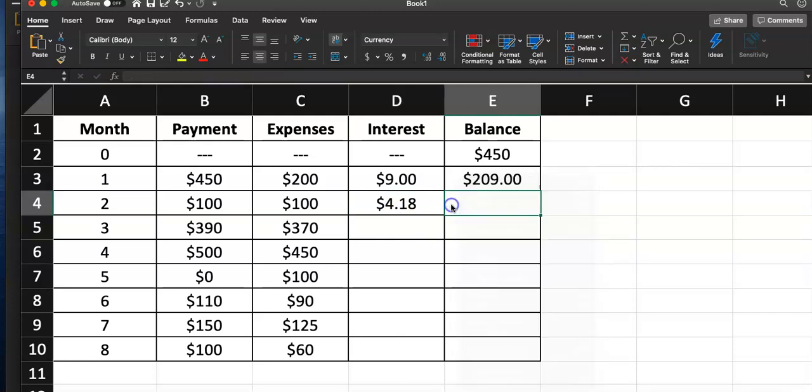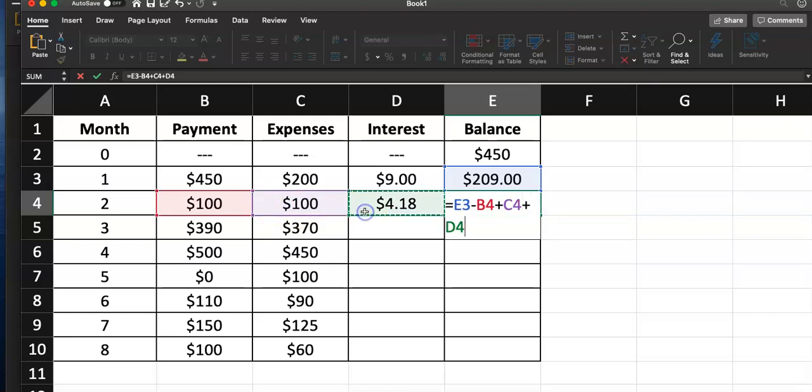All right, so what about the ending balance of month 2? We have to start with the beginning balance, which is the ending balance of month 1. Click on that. 209 minus, we're going to subtract the payment amount. We paid off $100. But then, this month wasn't too good, because not only did he pay $100, he actually went out and spent $100. So add that $100, and then add that interest of $4.18.